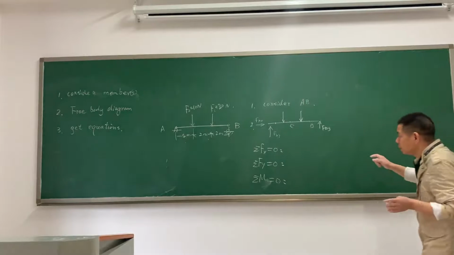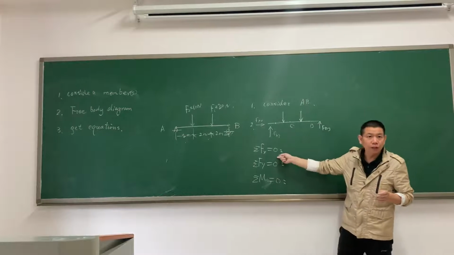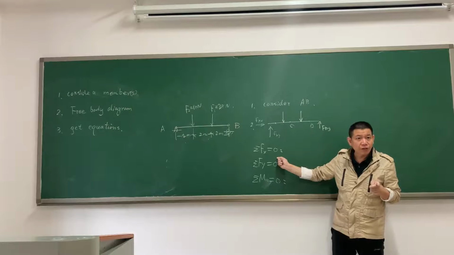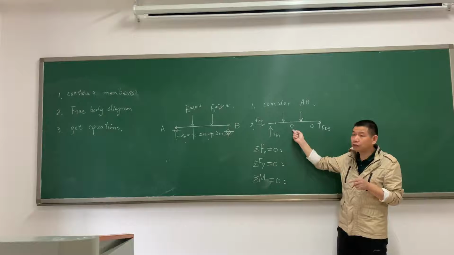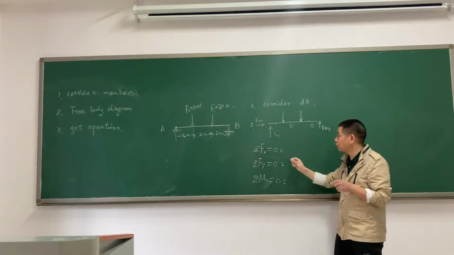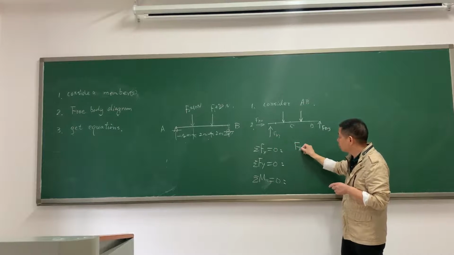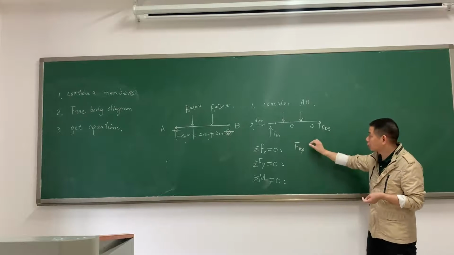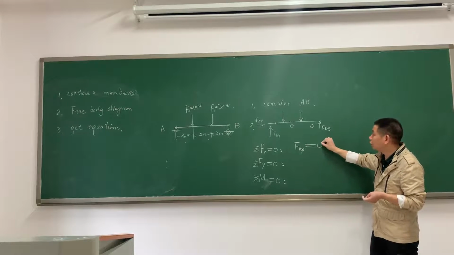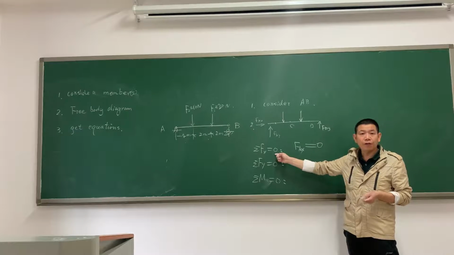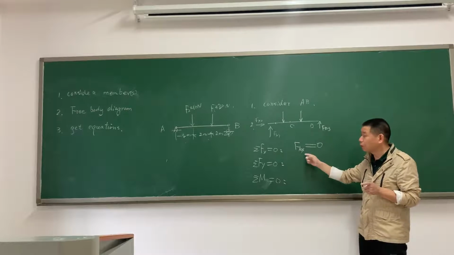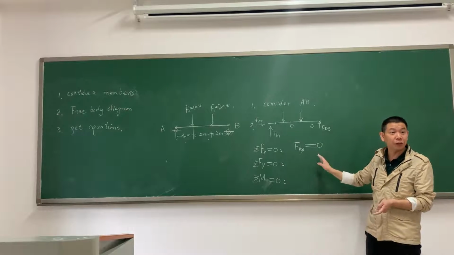What is the meaning? It means the summation of all the forces in the horizontal direction must be 0. In the figure, there is just one force in the horizontal. Yes or not? Yes. So it is 0. It means from the equilibrium condition, we find that Ax is 0.